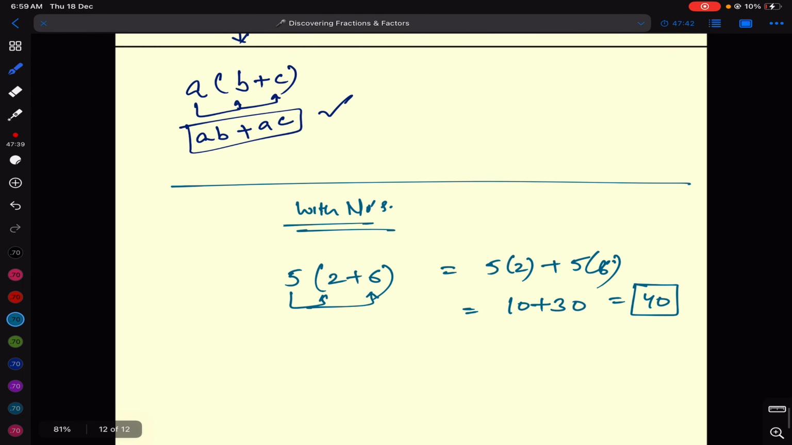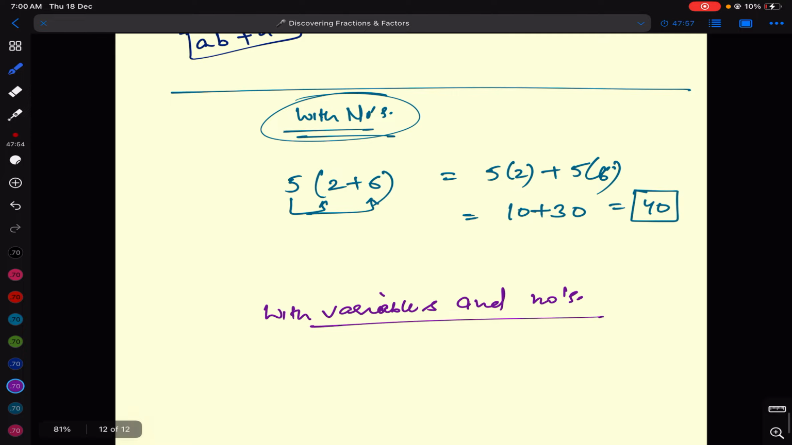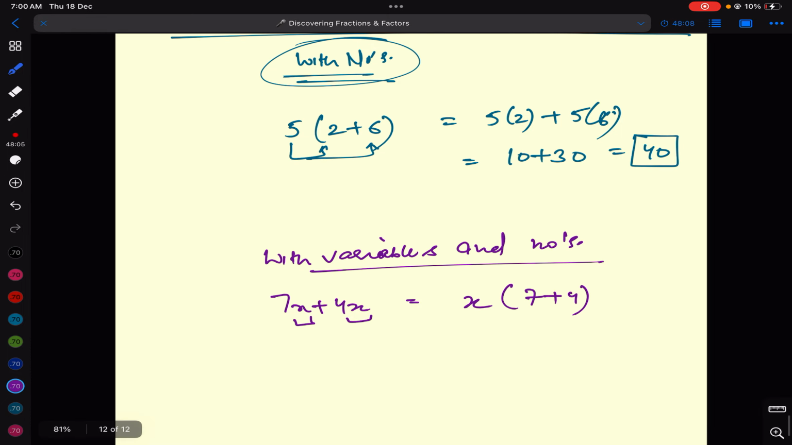Okay, so this is your example of the distributive property with respect to numbers. Now when it comes to variables as well as numbers, let's say you have 7x plus 4x. You can take x, which is a common factor here, outside, and then you have 7 plus 4, which is 11x.